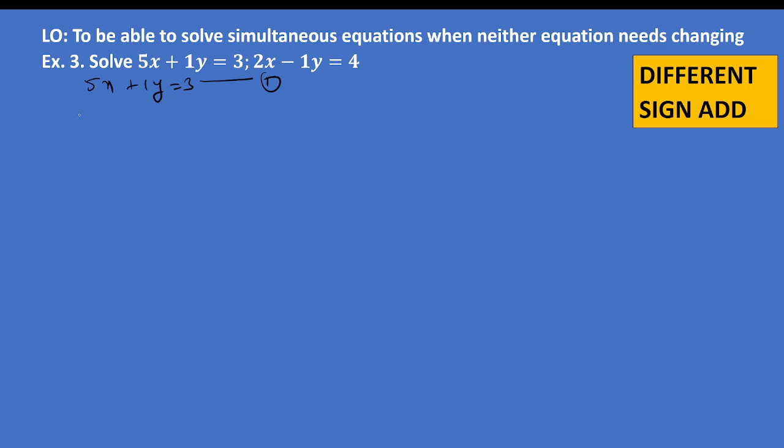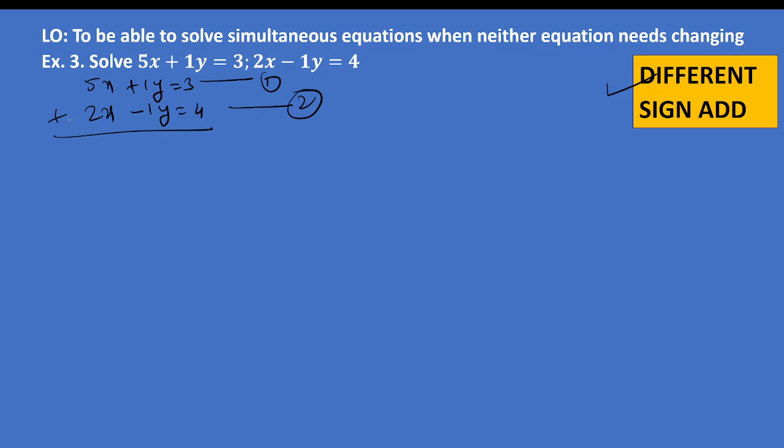Now this is my first equation, 2x minus 1y equals 4. This is my second equation. Like the two examples before, here also we have the same y term with the same coefficient. However, the signs are different. Since the signs are different, what do we do? Just focus here: different signs, we add. So we will put the addition sign. With the addition sign our equation never gets changed. Our equation remains the same with all terms and all signs.